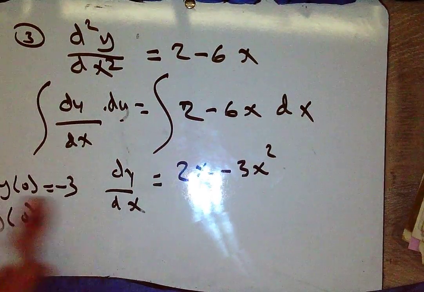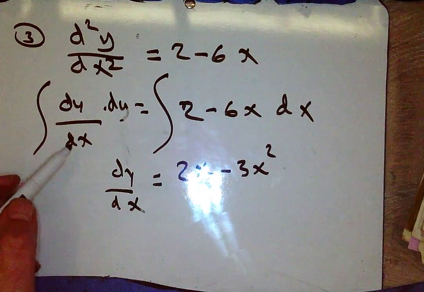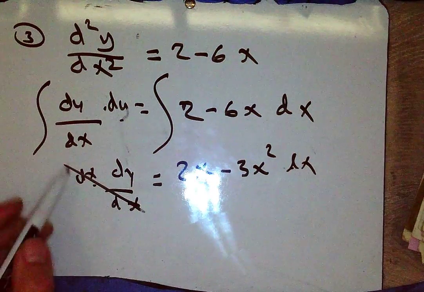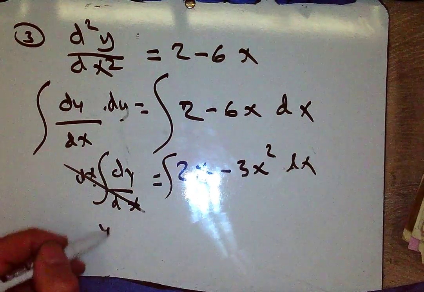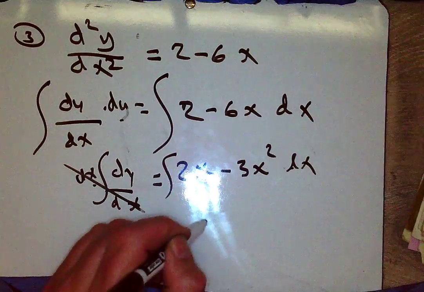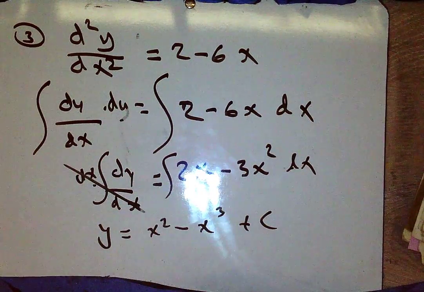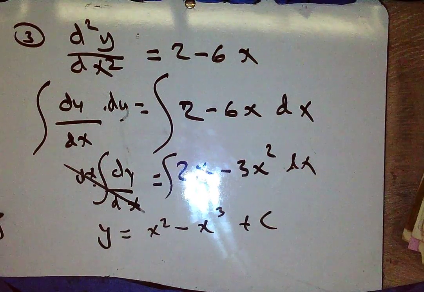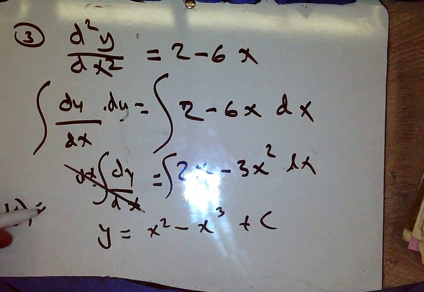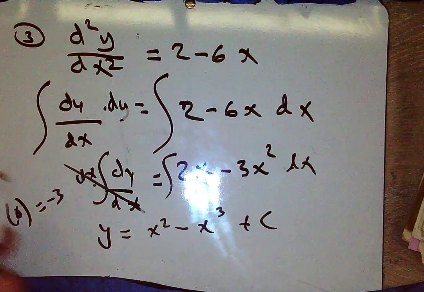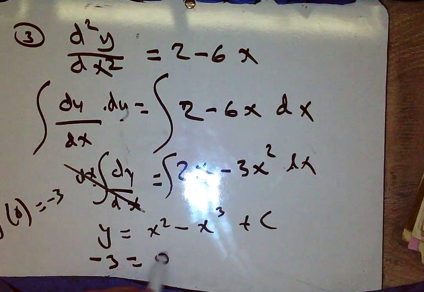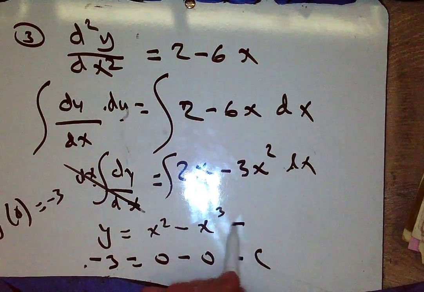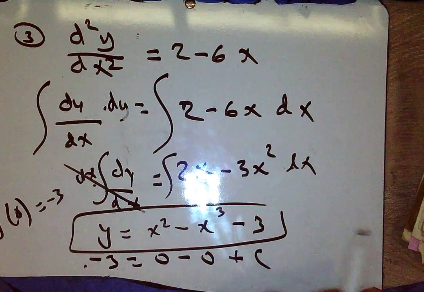Now I need to do separation of variables again and integrate both sides. So I get y equals x squared minus x to the third plus c. And this time we plug in that second ordered pair, namely that y of 0 equals -3. So -3 equals 0 minus 0 plus c. I guess c is equal to -3. And there's our specific solution.